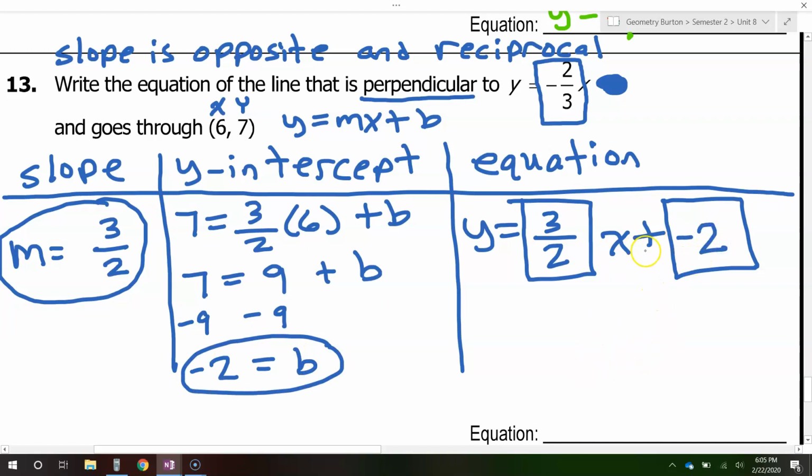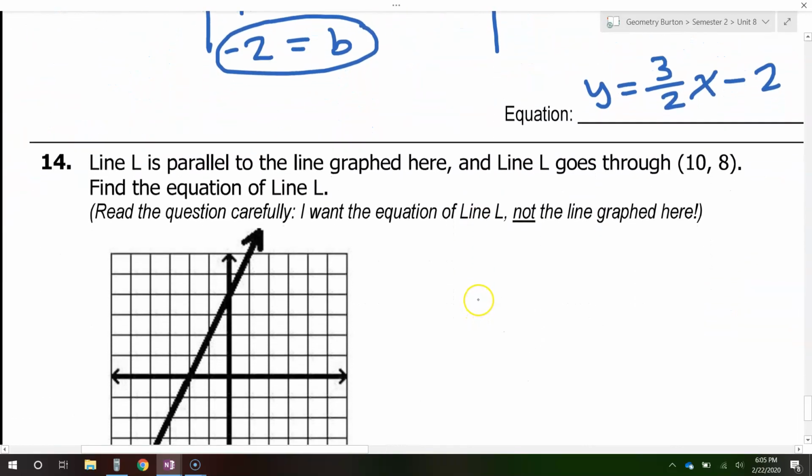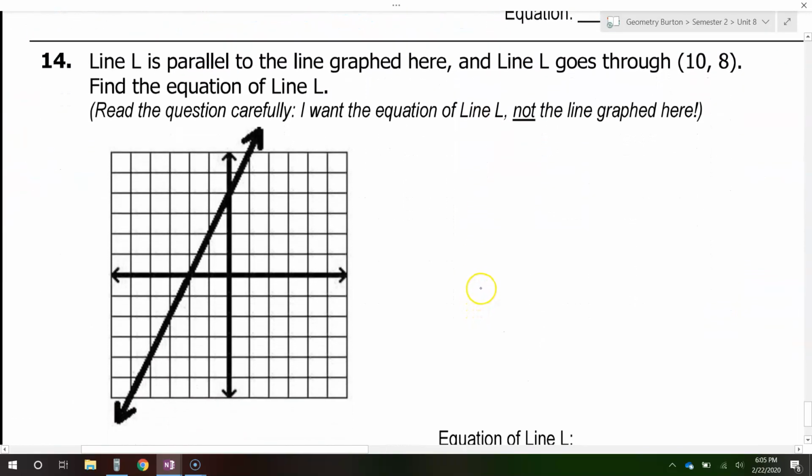So that is the y-intercept, which will go right here. Do not put plus negative 2. For your final answer, you need to put y equals 3 over 2x minus 2. Do not ever put plus negative. It's tacky. You show yourself as an amateur if you do that.